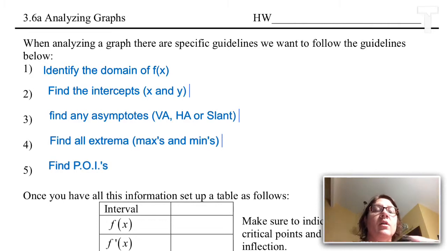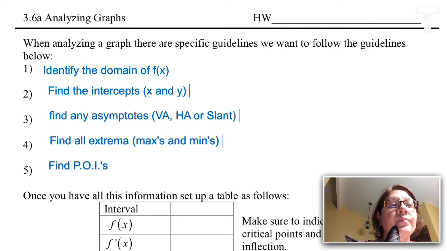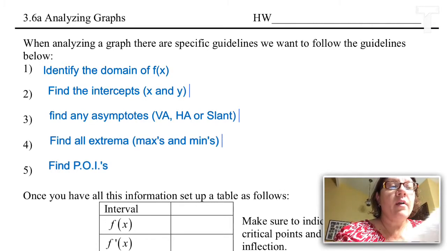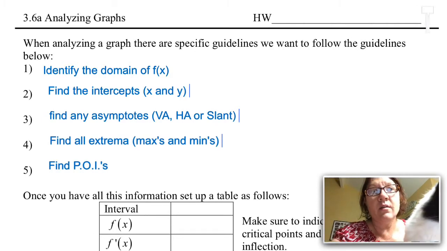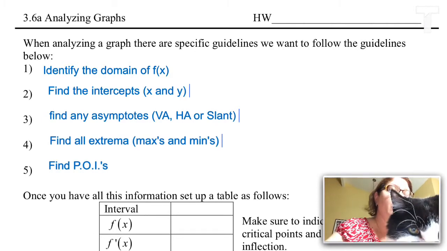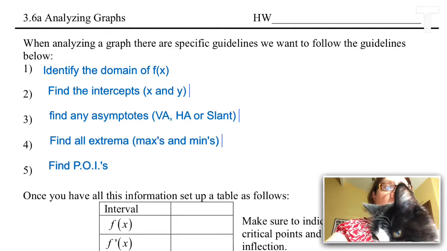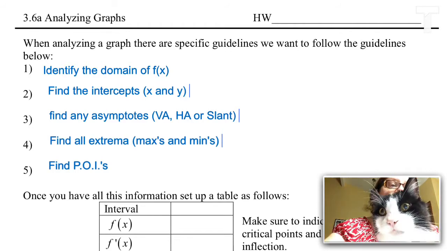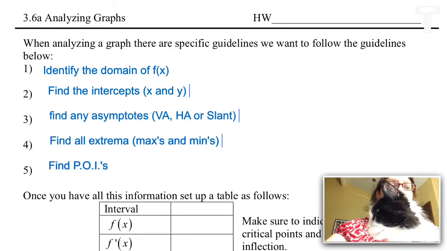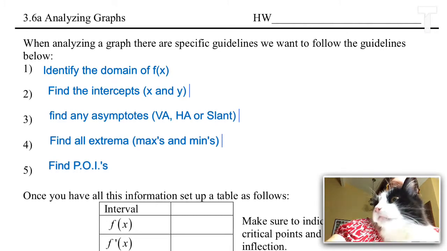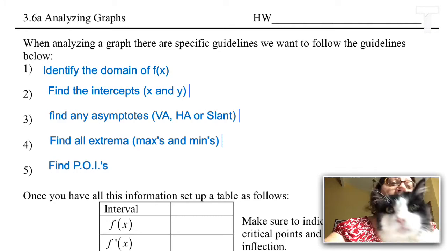Here's some things that you can do, basically a checklist to help you be able to graph whatever your function is. So, of course, you want to identify the domain so that you aren't looking for parts of a graph that don't exist. You want to find the intercepts, of course, the x and y. You want to find any asymptotes that you have. And then you want to find the extrema.